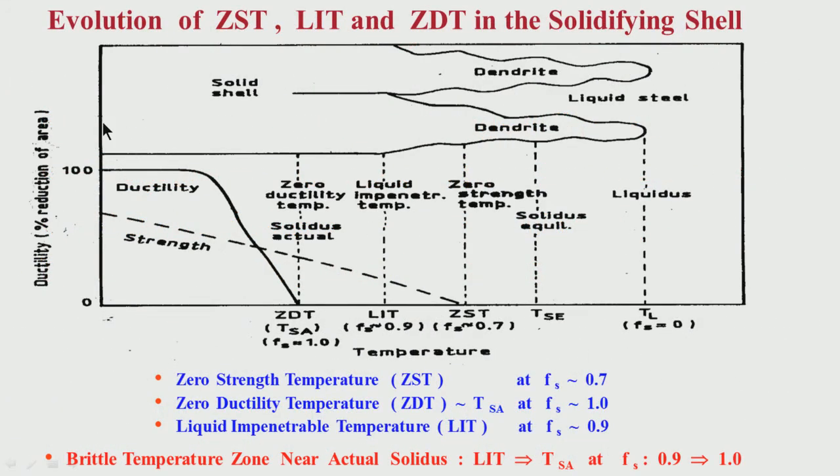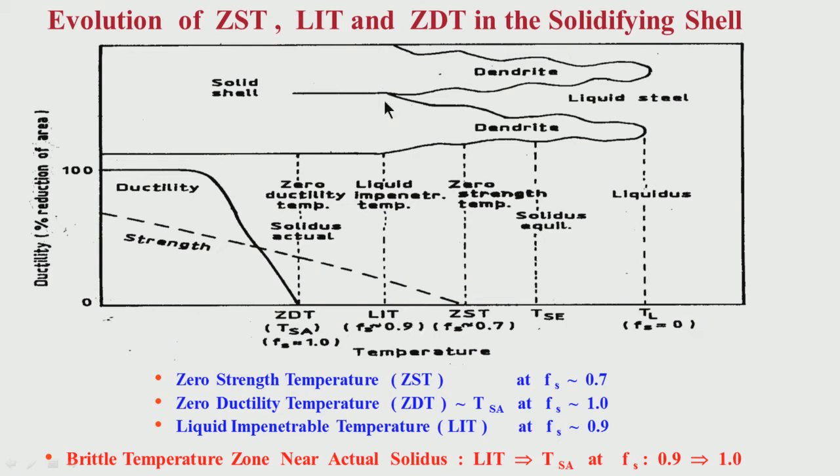Then I have given the concept of zero strength temperature, zero ductility temperature, and the liquid impenetrable temperature. I have mentioned the zero strength temperature is around a solid fraction of 0.7. Zero ductility temperature is around a solid fraction of 1. That means around solidification complete, the actual solidus temperature is the zero ductility temperature. Another important parameter is the liquid impenetrable temperature, called LIT, which corresponds to a solid fraction of around 0.9.